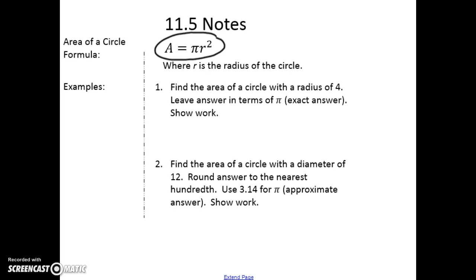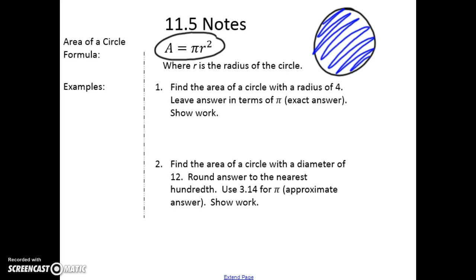I think you probably have seen this before, but just keep in mind that if I have a circle, the area is how much paint it would take to paint the circle. That's the area. Or if you think of it as a yard, the area is the amount of grass, and then the circumference in our case would be the amount of fence if the circle were a round fence.